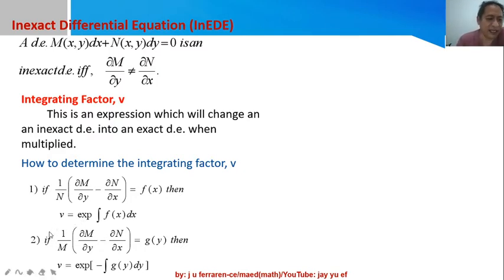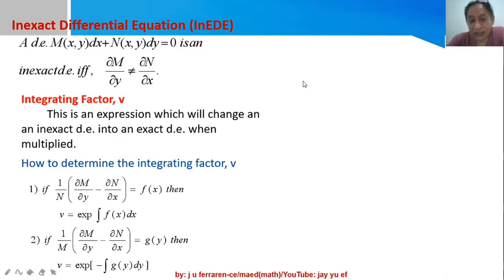Another case is when you take the difference of the two partial derivatives and divide that by M, and the resulting function is a purely y function. Then this is the formula to find the IF: the exponential of the opposite of the integral of the y function you solved. So integrate that with variable y.